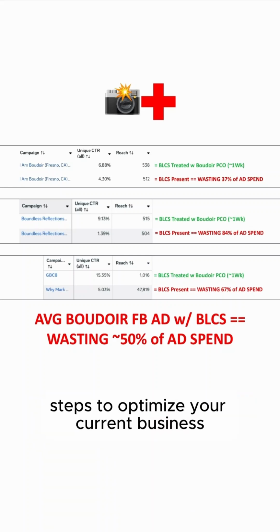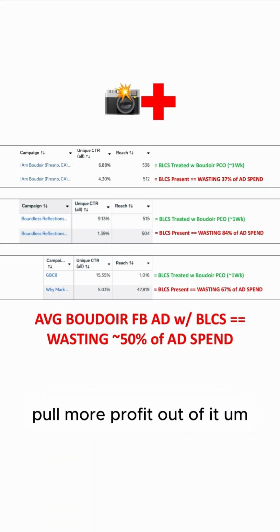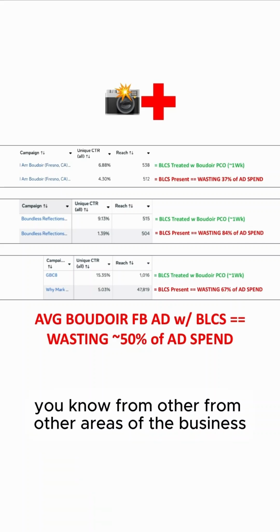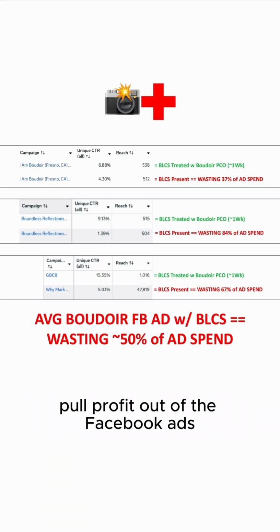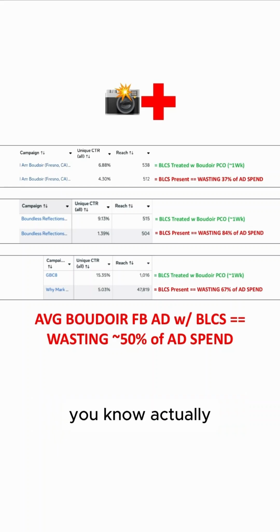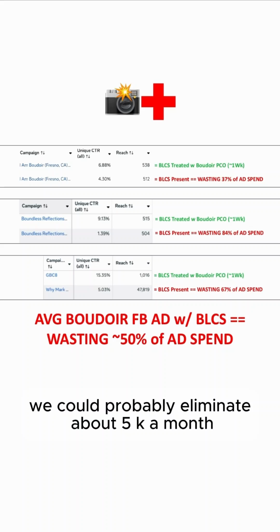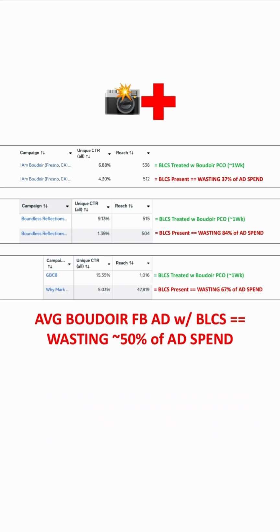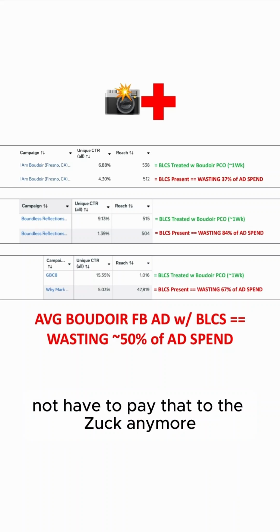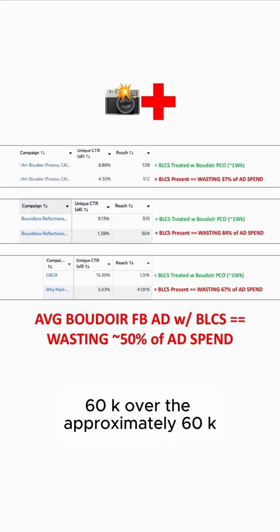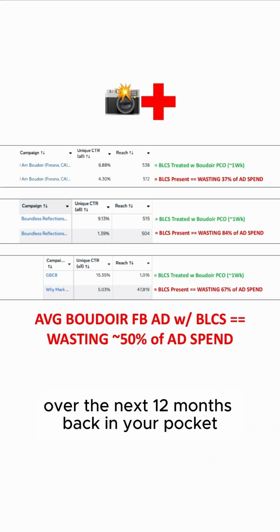And you're already taking steps to optimize your current business, pull more profit out of it from other areas of the business. You've decided now you're ready to pull profit out of the Facebook ads portion of your business, kind of optimize that, and actually pull some profit out. And you've seen on average, yeah, we could probably eliminate about 5K a month in wasted spend. So you could pocket that and not have to pay that to the Zuck anymore. Approximately 60K over the next 12 months back in your pocket, no longer being wasted.